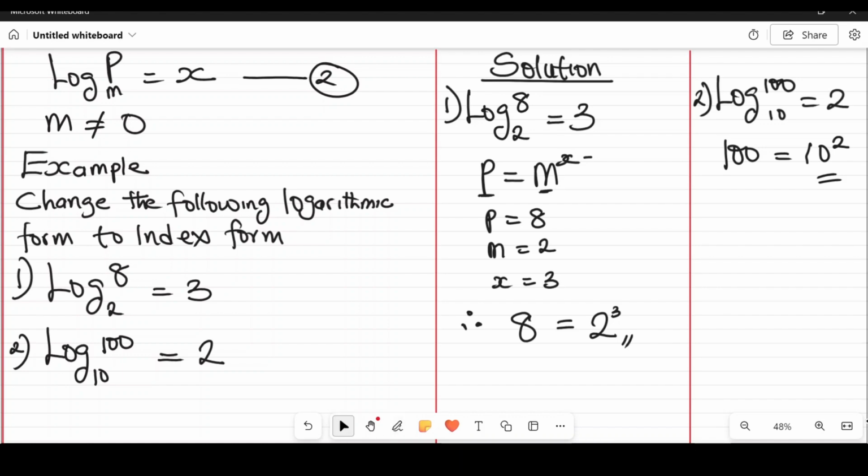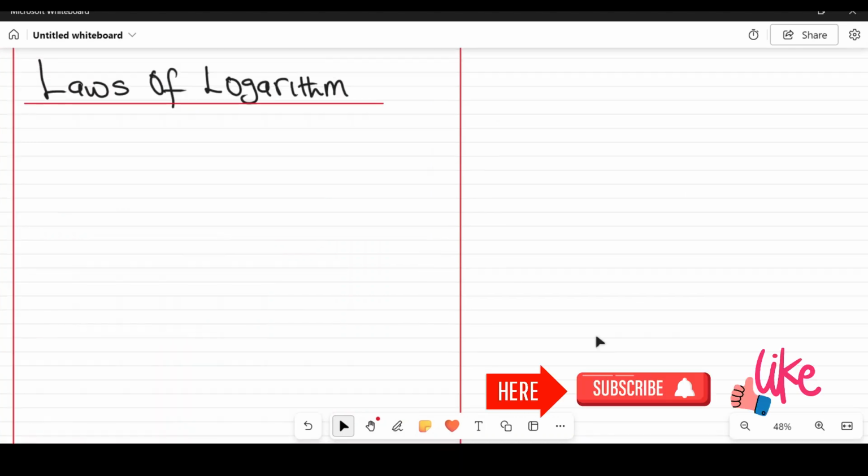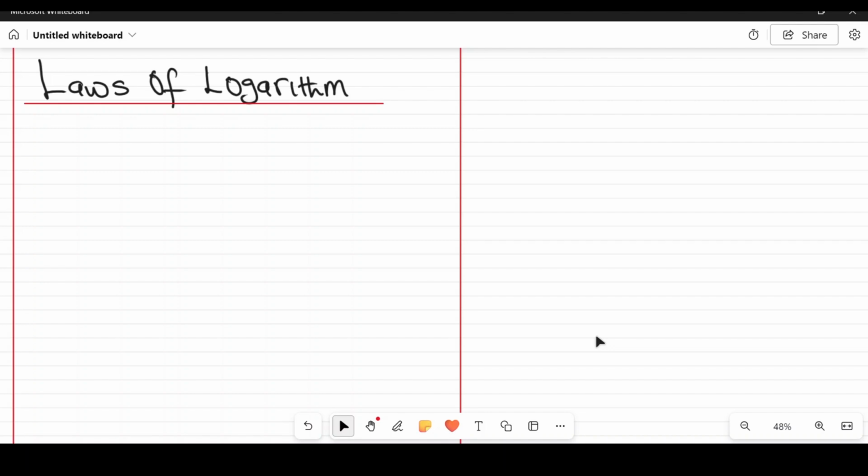Now for us to progress, we are going to go into the laws of logarithm. So let's discuss the laws of logarithm. It is good I tell you that before you start using logarithm for your mathematical operations or to simplify any mathematical expression, you must understand the laws of logarithm. And these laws are pretty simple, and I will walk you through them.